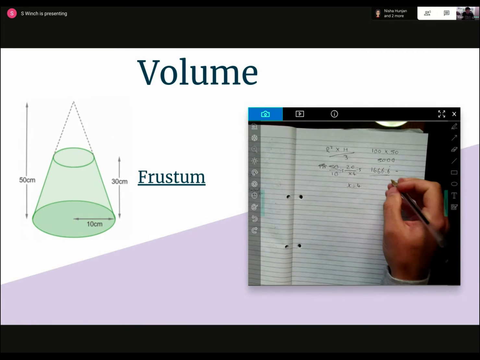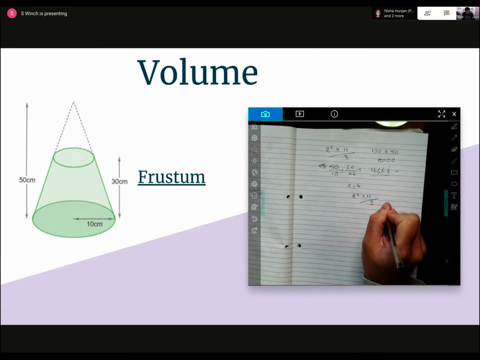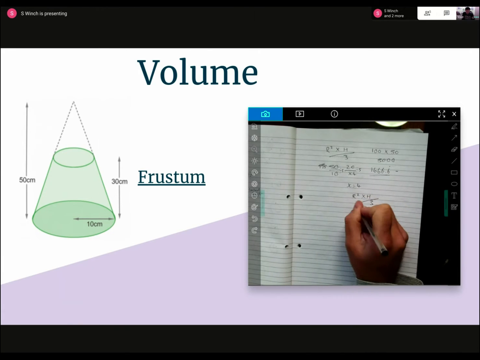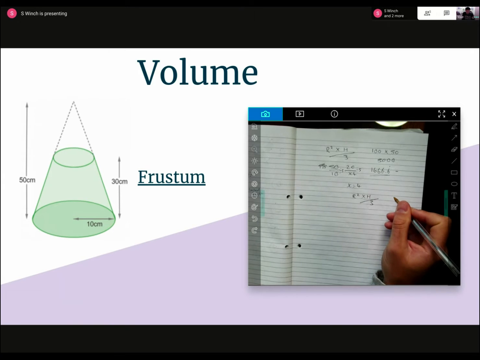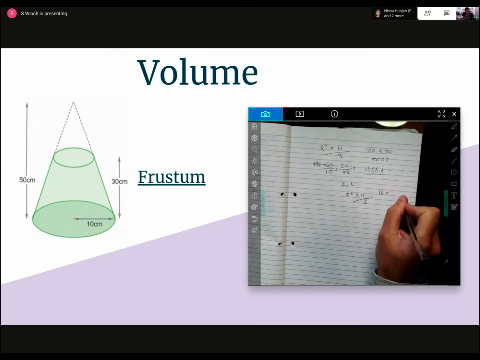So now I've got the radius, and again, we're going to use r squared times height and divide it by 3, okay? And this will give us the top part of the frustum, okay? The top part of the cone. So we know that r was 4, so we go 4 squared is 16, and 16 times 20 would give us the top part.